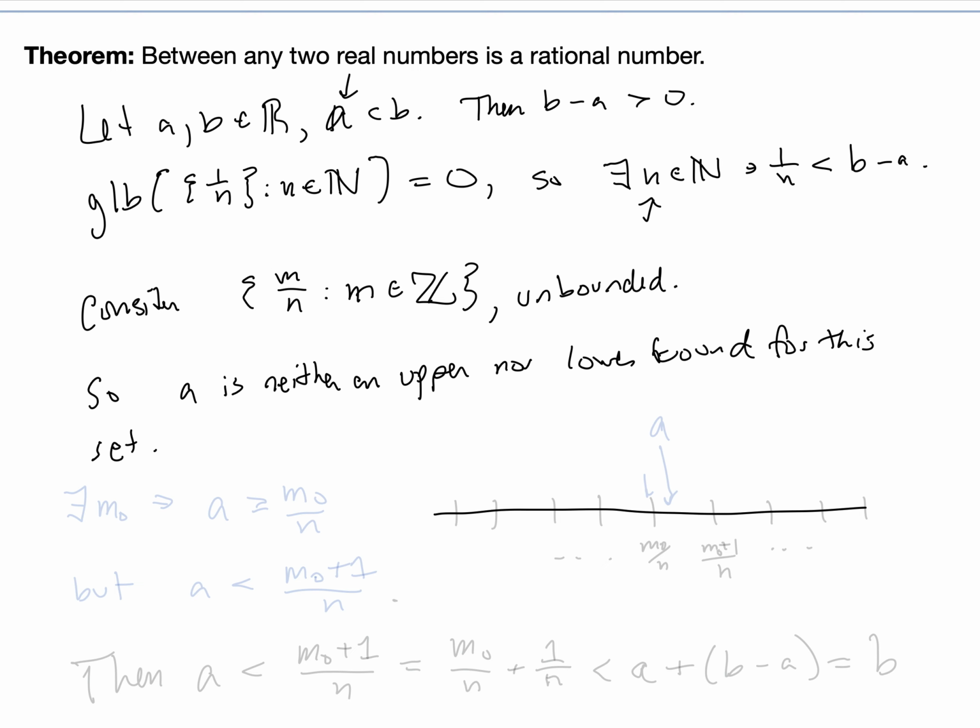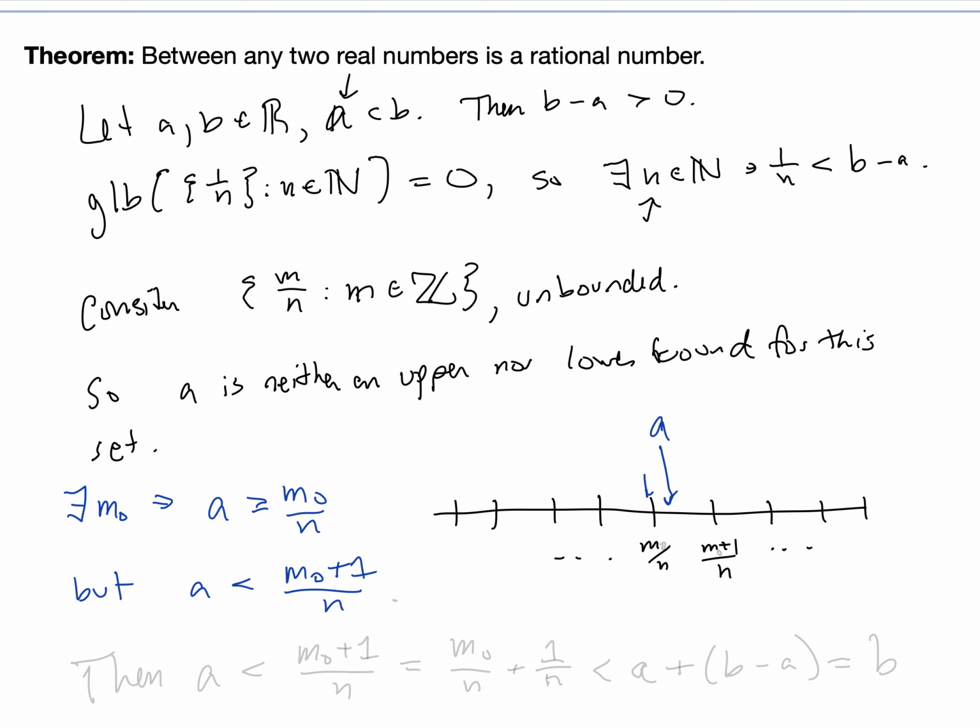So if we think about this set, it's partitioning the real numbers into things of the form m over n, m plus 1 over n, and so on, forever and ever. And so where does a fall? There must be some place where a falls, maybe between these, or maybe right on one of these, but a falls somewhere. And so there is some m0 such that a is greater than or equal to m0 over n, but a is strictly less than m0 plus 1 over n.